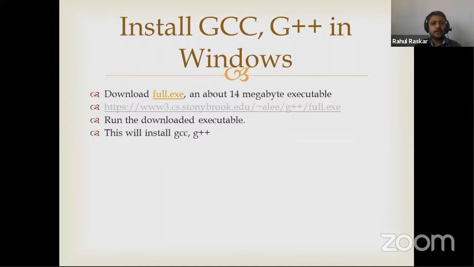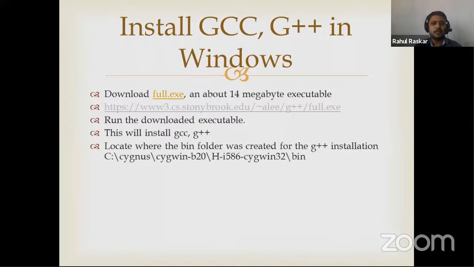So we have executed GCC, G++ is installed in our system at this location. Then one step we have to do: we have to add this location to the path environment variable. Then our command prompt will be able to find the path of GCC and G++ and compile our C and C++ programs. Then how to set a path?